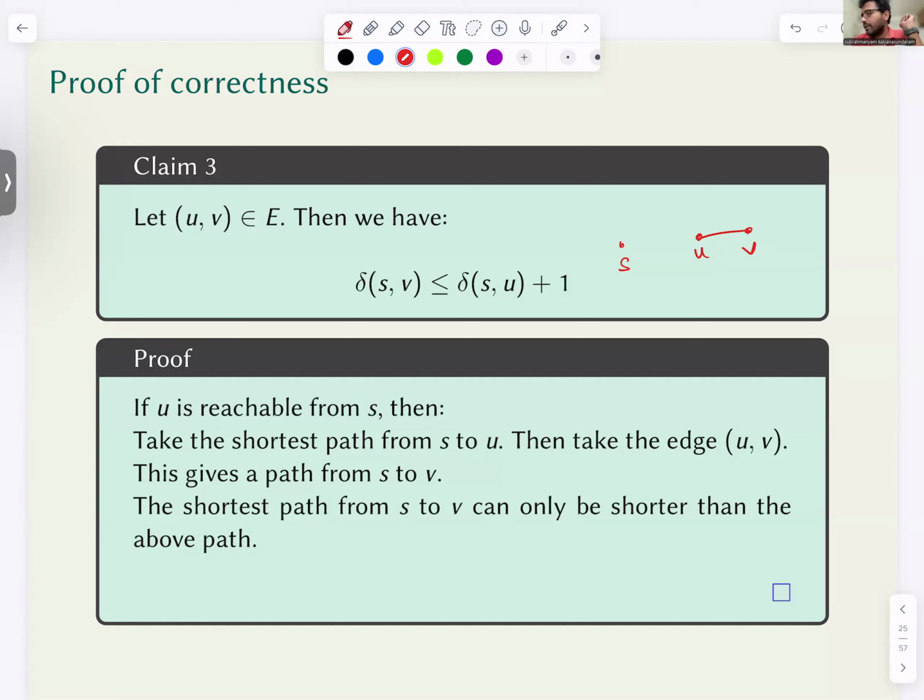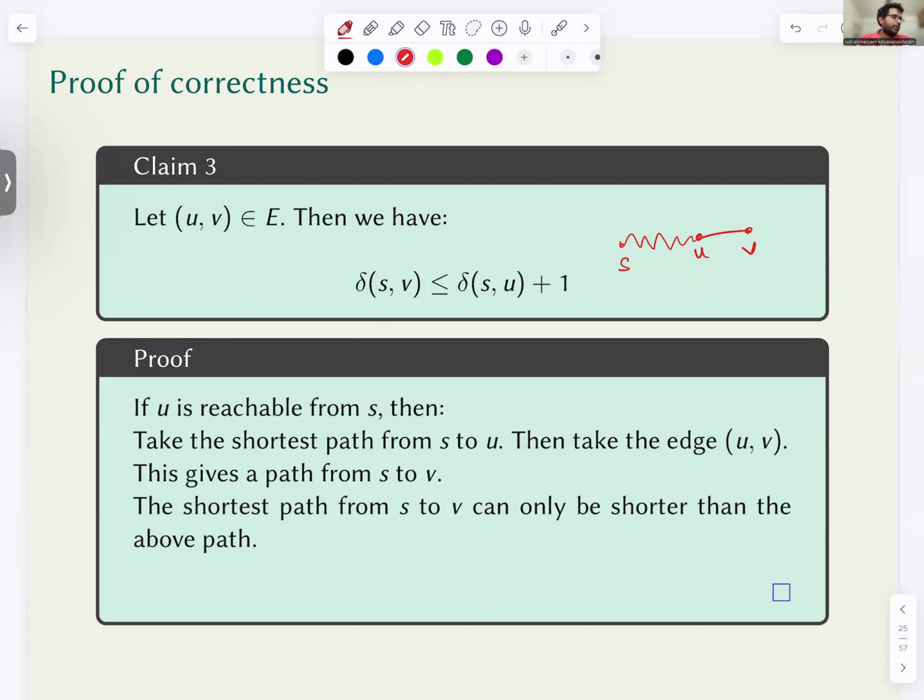It's very simple actually. Consider the shortest path from S to U. There could be more than one shortest path. Now you append this UV edge to that shortest path, so you get one path from S to V. That is one way to reach V from S, and it has length delta SU plus 1.